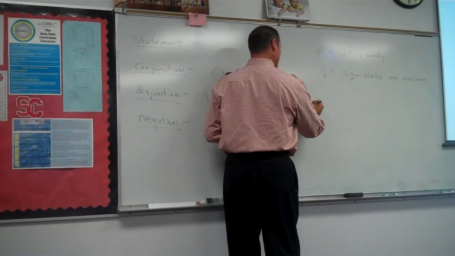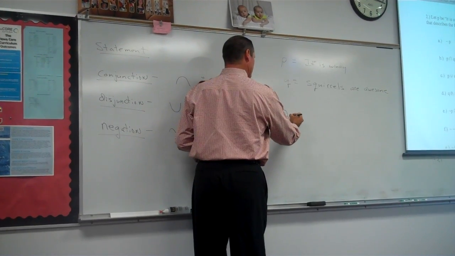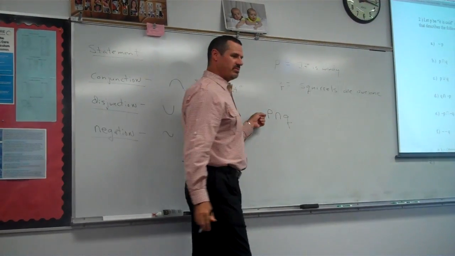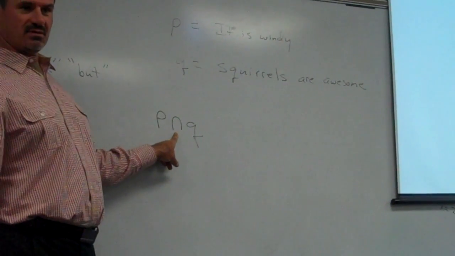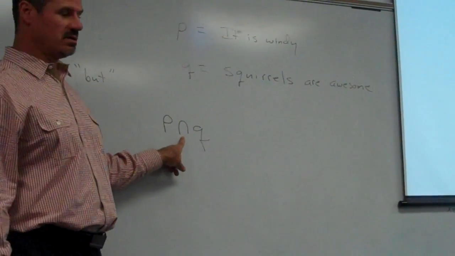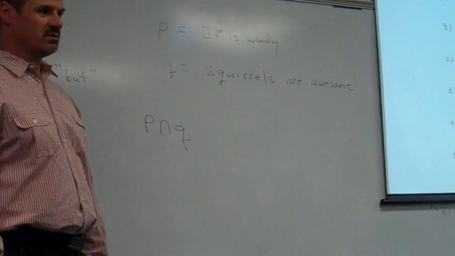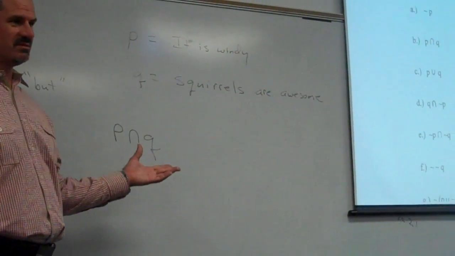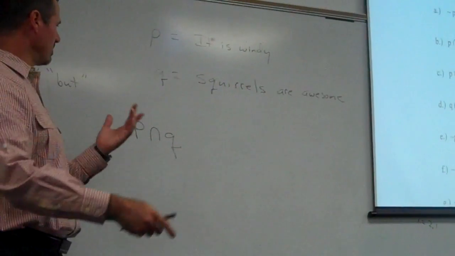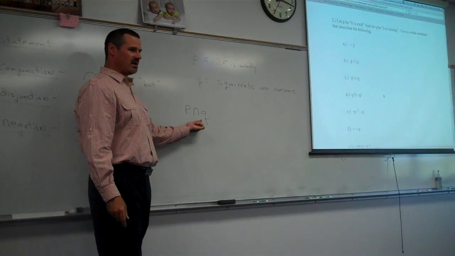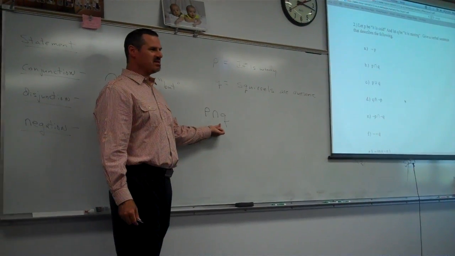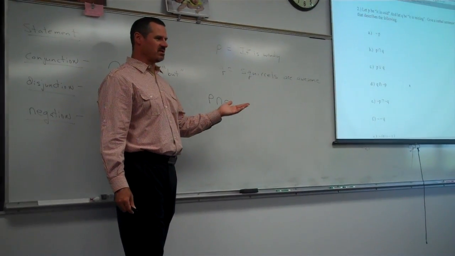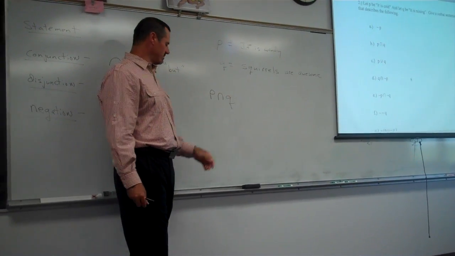If I tell you that I would like P conjunction Q, it simply means you say the statement P, you put the word, what do you put there? And, but would also work, and then say the statement Q. It's that easy. Perfect. It is windy and squirrels are awesome. Or you could say it is windy but squirrels are awesome. Sometimes and sounds better, sometimes but sounds better, just to make it flow, but they mean the same thing.